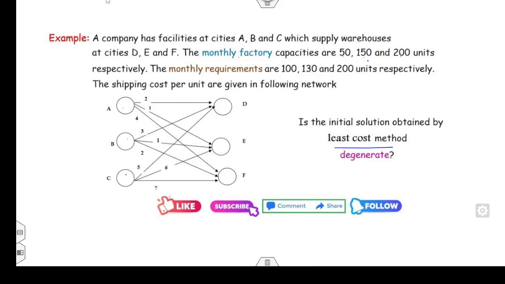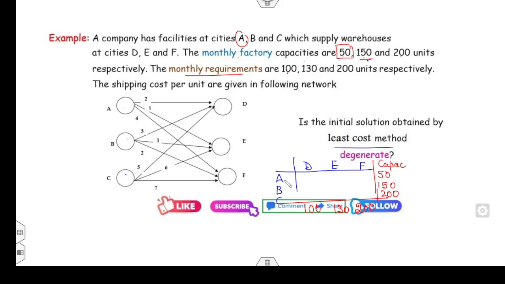Fine. How you can generate the table? Again, it's very simple. These are A, B, C, and these are my D, E, and F. Now you can see the city A has capacity 50. I can write this is my capacity. The city B has 150 capacity. City C has 200 capacity. Similarly, the monthly requirement of the D is my 100. It's a 130 and 20.